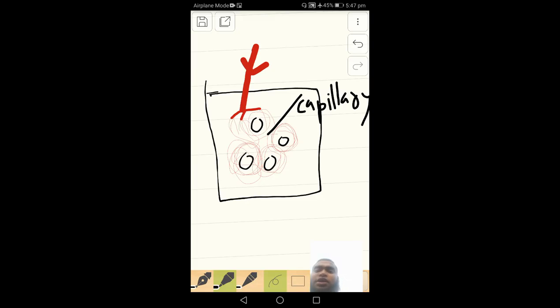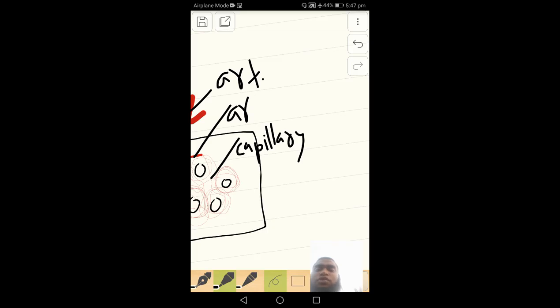If this is the artery, I'm just writing art. The artery first subdivides into what we call arterioles.